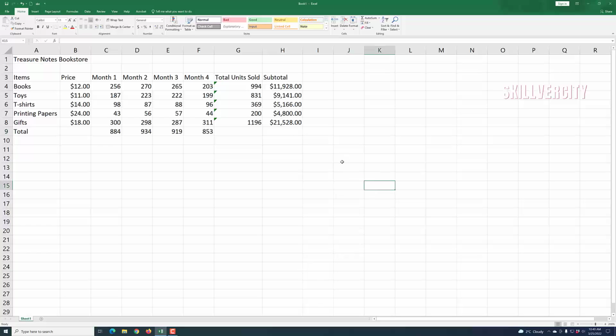The beauty of this system is that whenever we change anything here, it is reflected in the subtotal. Let's say, for example, the price of toys has changed to $13. You see that the subtotal also changes. Let's also say that maybe we made an error for the quantity of printing paper sold in month 3. Let's say instead of 57, it is now 60. You can see everything changes as well.